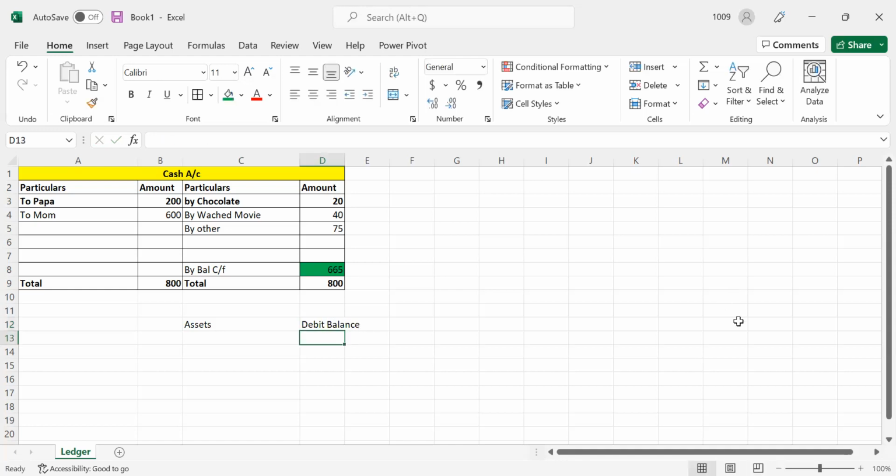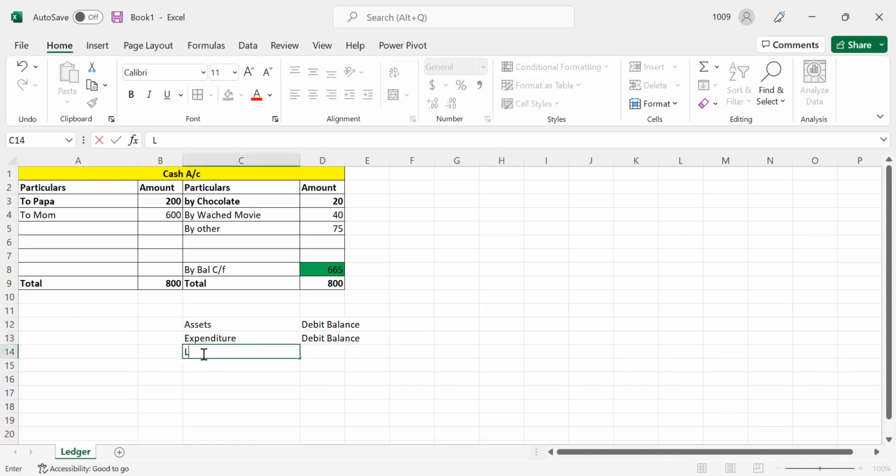What is the meaning of debit balance? Debit balance means that when the debit side is more and the credit side is less, the balance is called a debit balance. Assets have a debit balance. Now if we talk about expenditure, all expenditure has a debit balance.